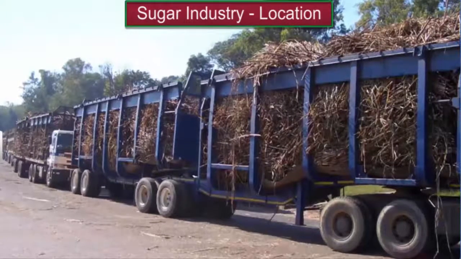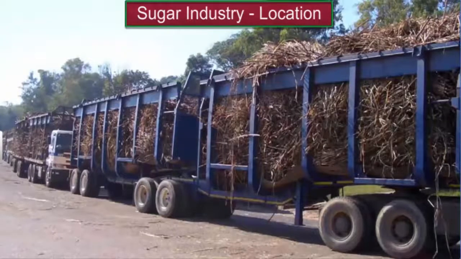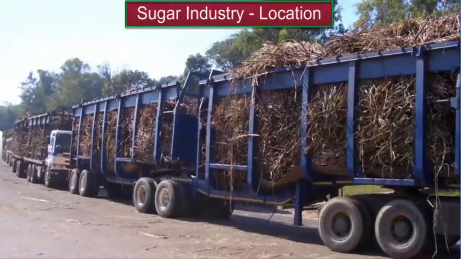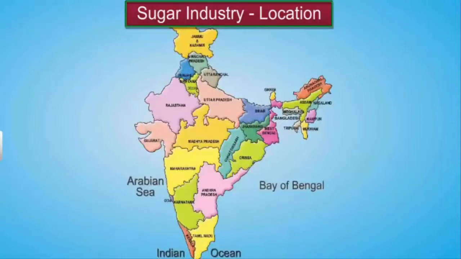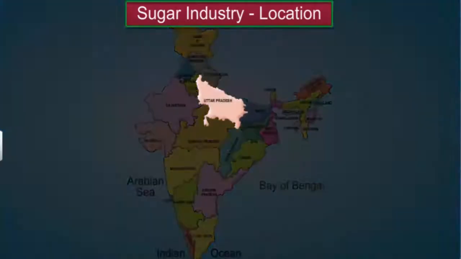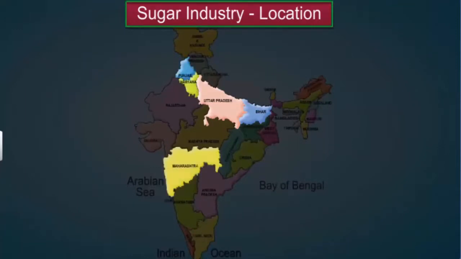At present, India has 662 sugar mills, 60% of which are located in Uttar Pradesh and Bihar. The rest of the sugar mills are spread over Punjab, Haryana, Maharashtra, Gujarat, Tamil Nadu, Karnataka, Madhya Pradesh and Andhra Pradesh.